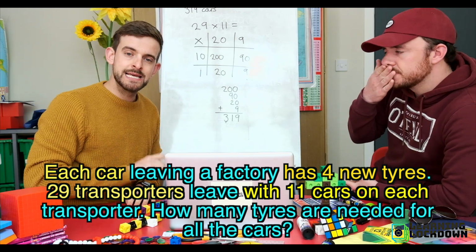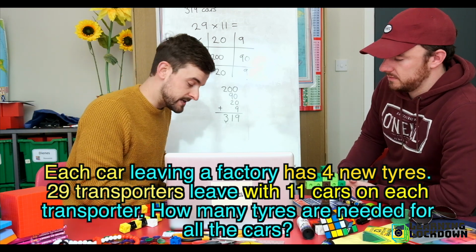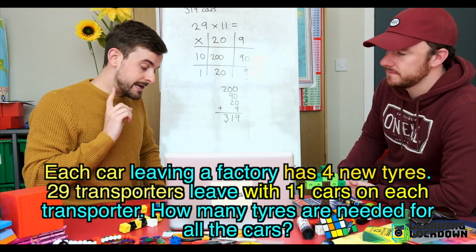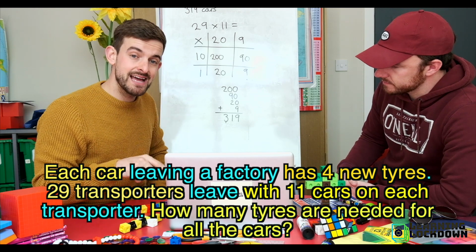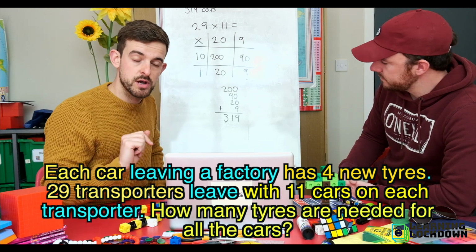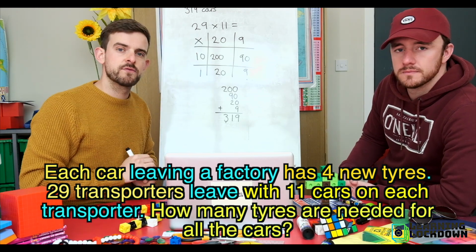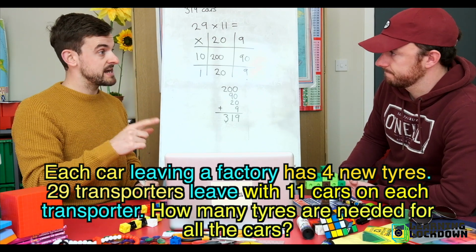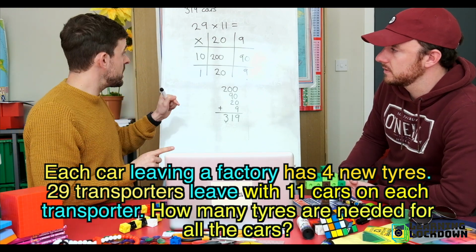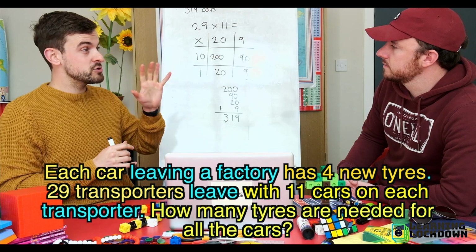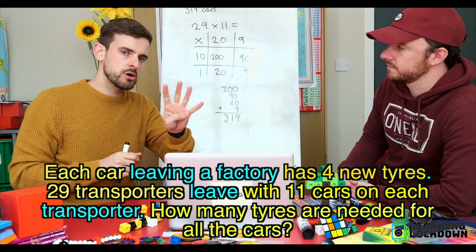Always go back to the question and check you've answered it fully. What was it asking? It said, how many tyres are needed for all the cars? Well, now we need to go back to that first fact we said was important, that each car has 4 tyres. And we've got 319 cars, and they've all got 4 tyres.